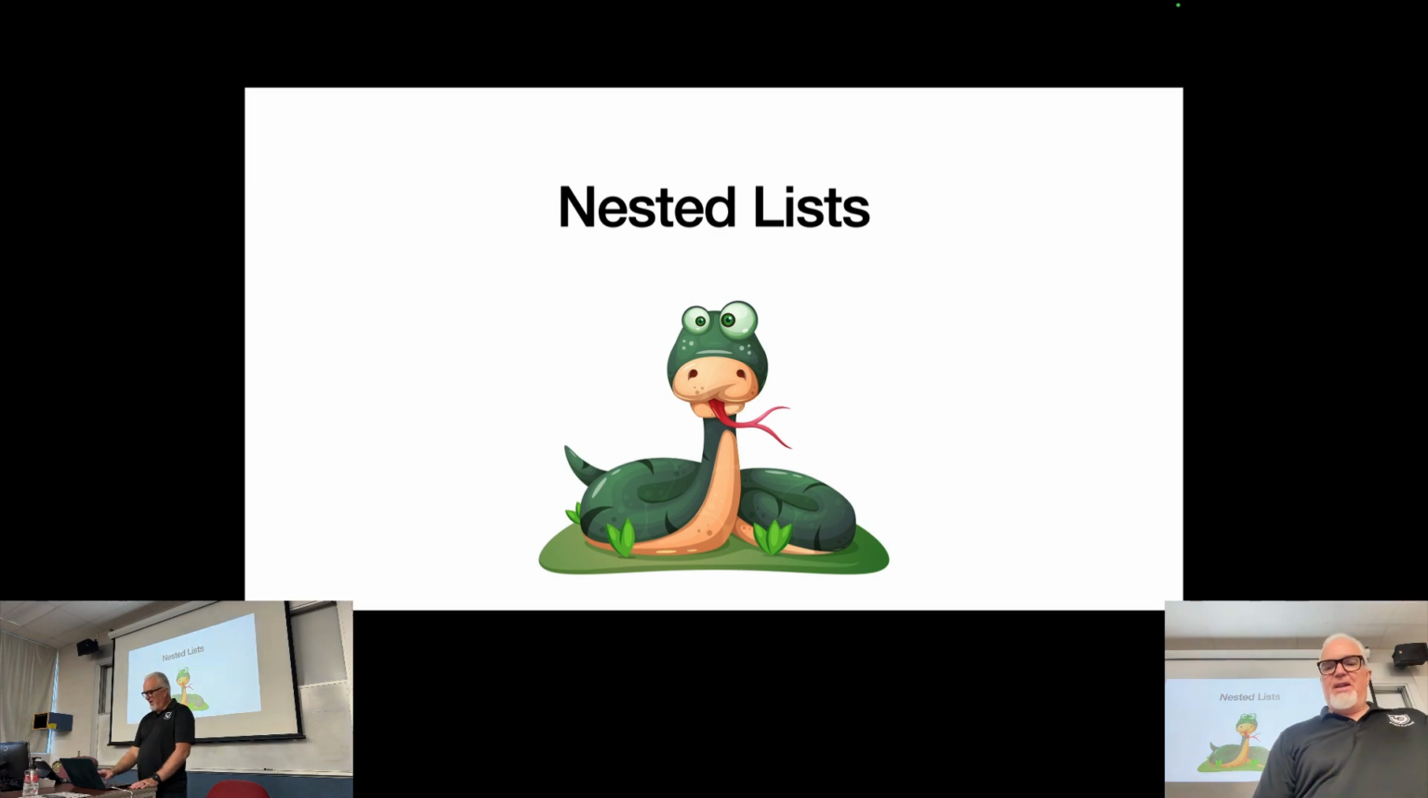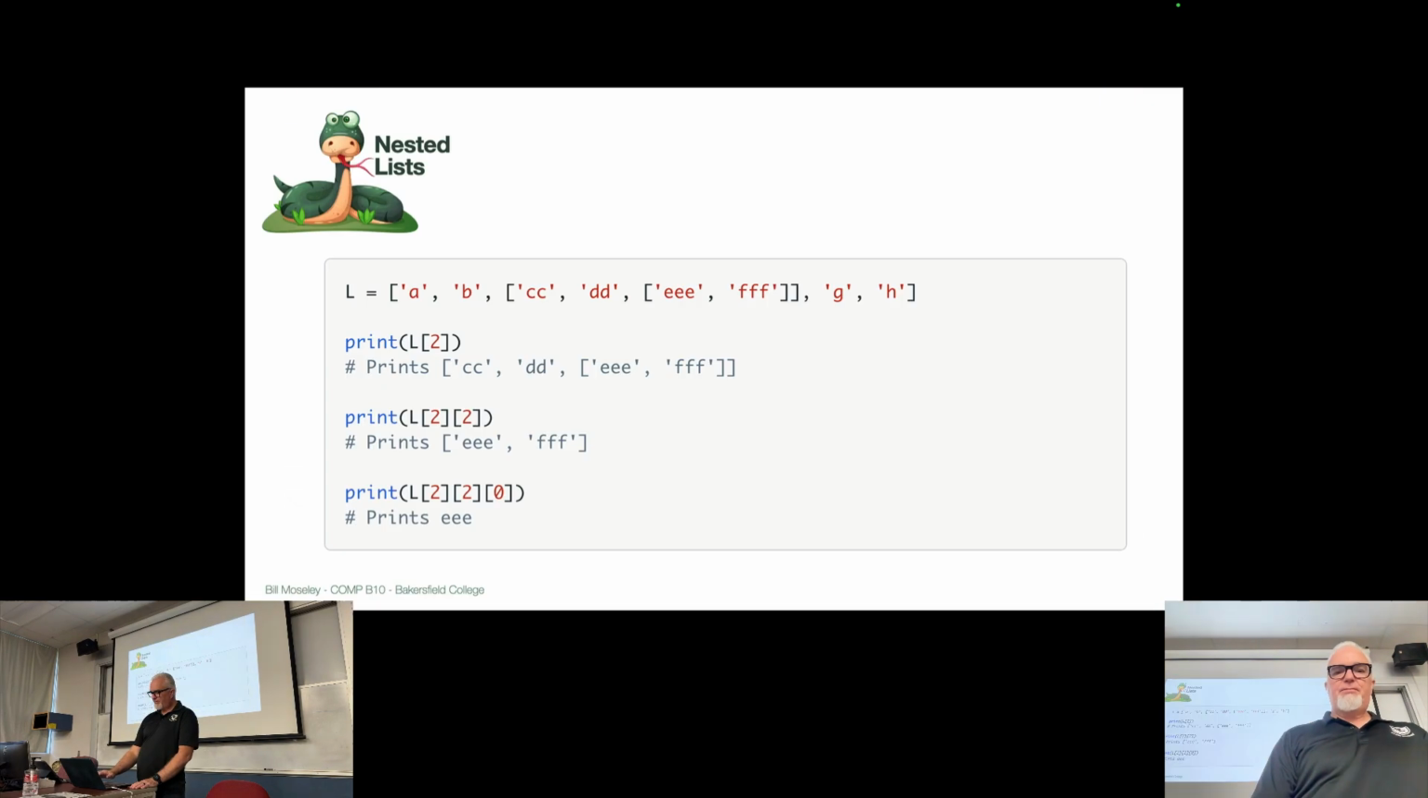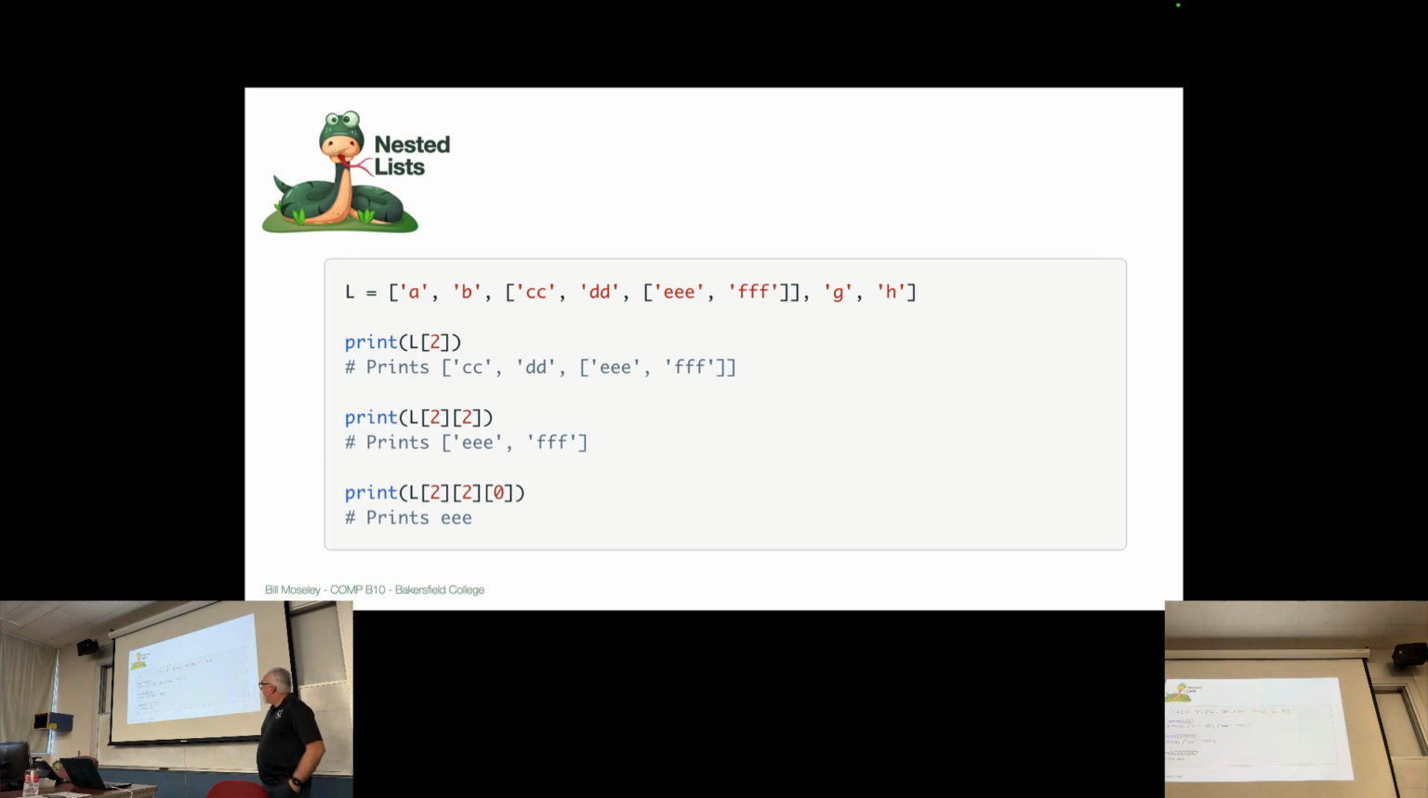So nested lists are kind of like those nesting dolls, because remember, a slot in a list can have any type of data in it, including a list.